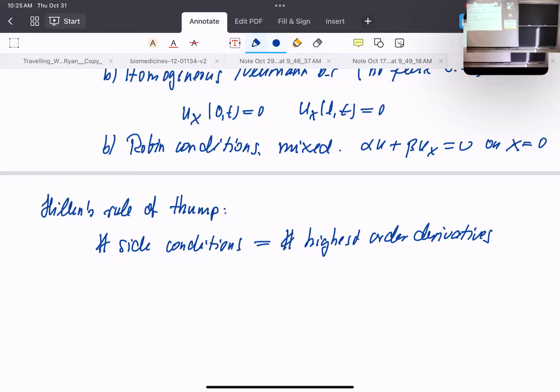So let's see how this works. If we have a reaction diffusion equation, we have u_t equals D u_xx. Let's use Fisher-KPP. So how many conditions do we need? The time derivative is order 1, so we need one time condition. What could that be?